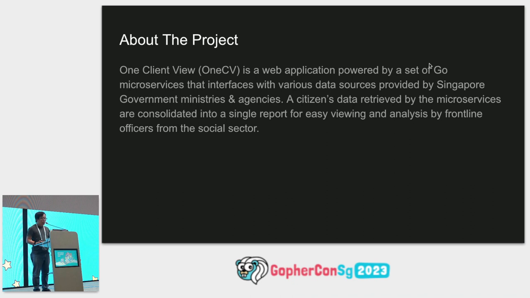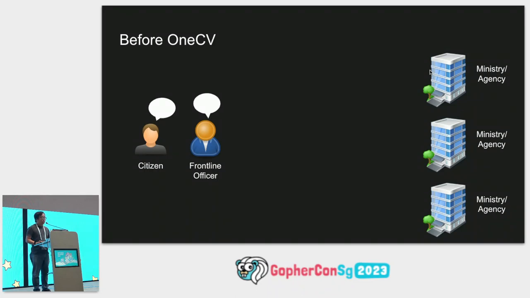To give some context, what motivated me to give this talk is a project that I'm currently working on, the One Client View, or OneCV, project. It's actually a live application right now. It's a web application powered by a set of Go microservices that interface with various data sources provided by various Singapore government ministries and agencies. It's a data aggregation tool that allows frontline officers to do efficient and easy background screening of clients. When I say clients here, I mean residents or citizens who come to the frontline officers seeking financial aid or social aid.